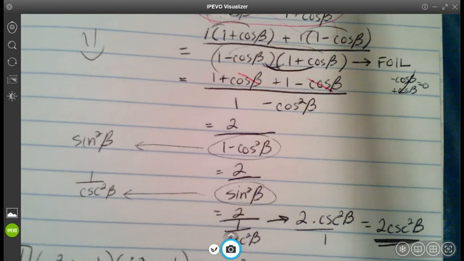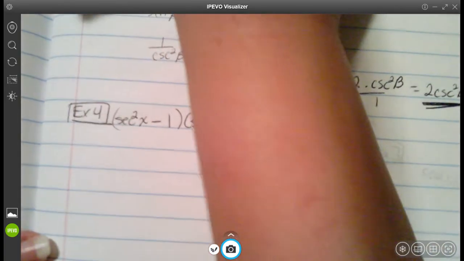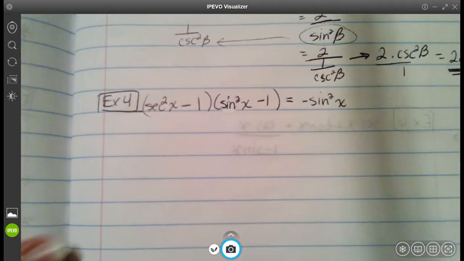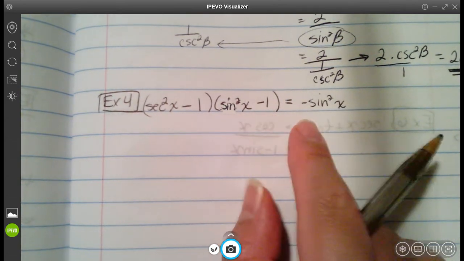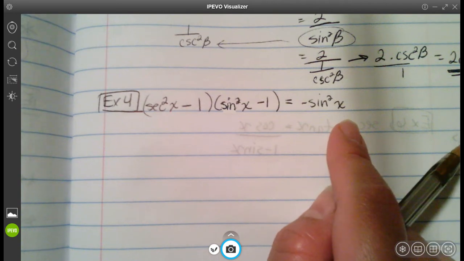Okay. All right, next one. We're almost done. We have two more examples. We have another identity: secant squared x minus 1 is equal to a negative sine. Oh, I'm sorry. Sine squared x minus 1 is equal to negative sine squared x.